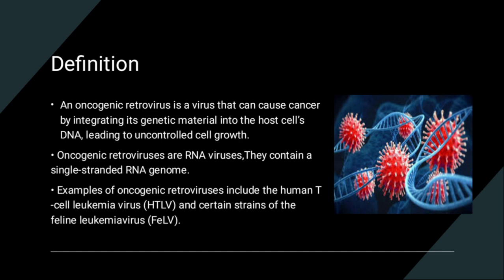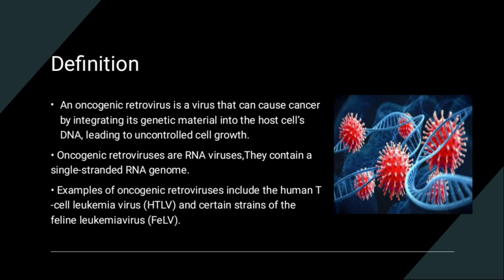Definition of oncogenic retroviruses. An oncogenic retrovirus is a virus that can cause cancer by integrating its genetic material into the host cell's DNA, leading to uncontrolled cell growth. Oncogenic retroviruses are RNA viruses. They contain a single stranded RNA genome.